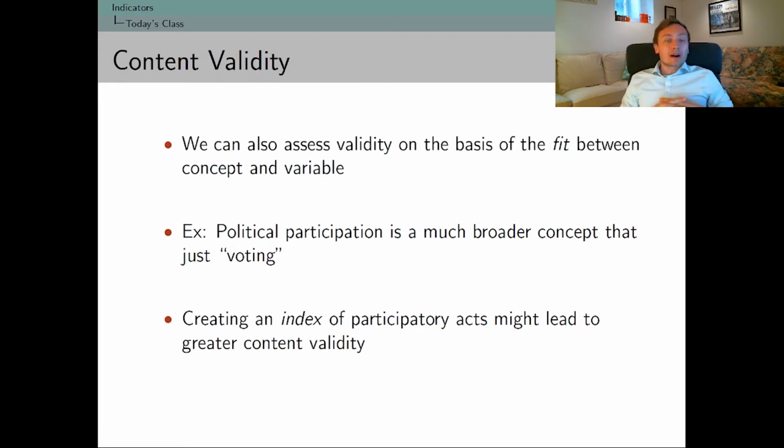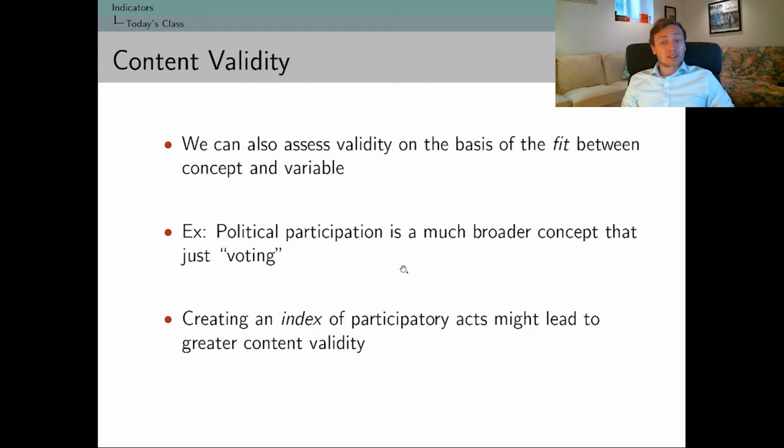We might also think about something called content validity, which is essentially how well concept and variable fit together. So again, this gets us back to some of the questions that we referred to earlier about the selection of our concepts, right? Again, if the RSF or the Reporters Without Borders measure is not close to our conceptualization of what we're trying to get at, it's not going to be very useful.